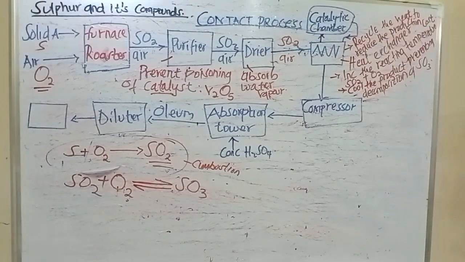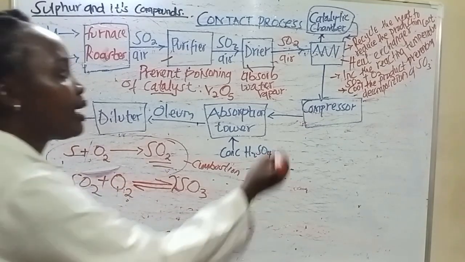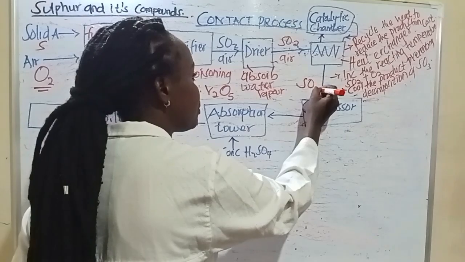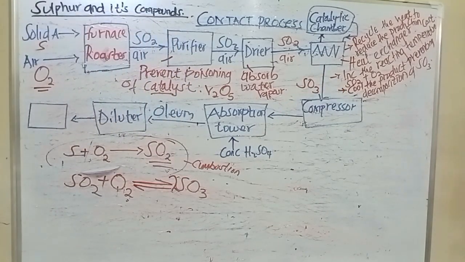So we are going to balance our equation by putting a 2 where? Putting a 2 there. Now here we have our sulfur 6 oxide coming to our compressor. Now, from the compressor, we can see something here.